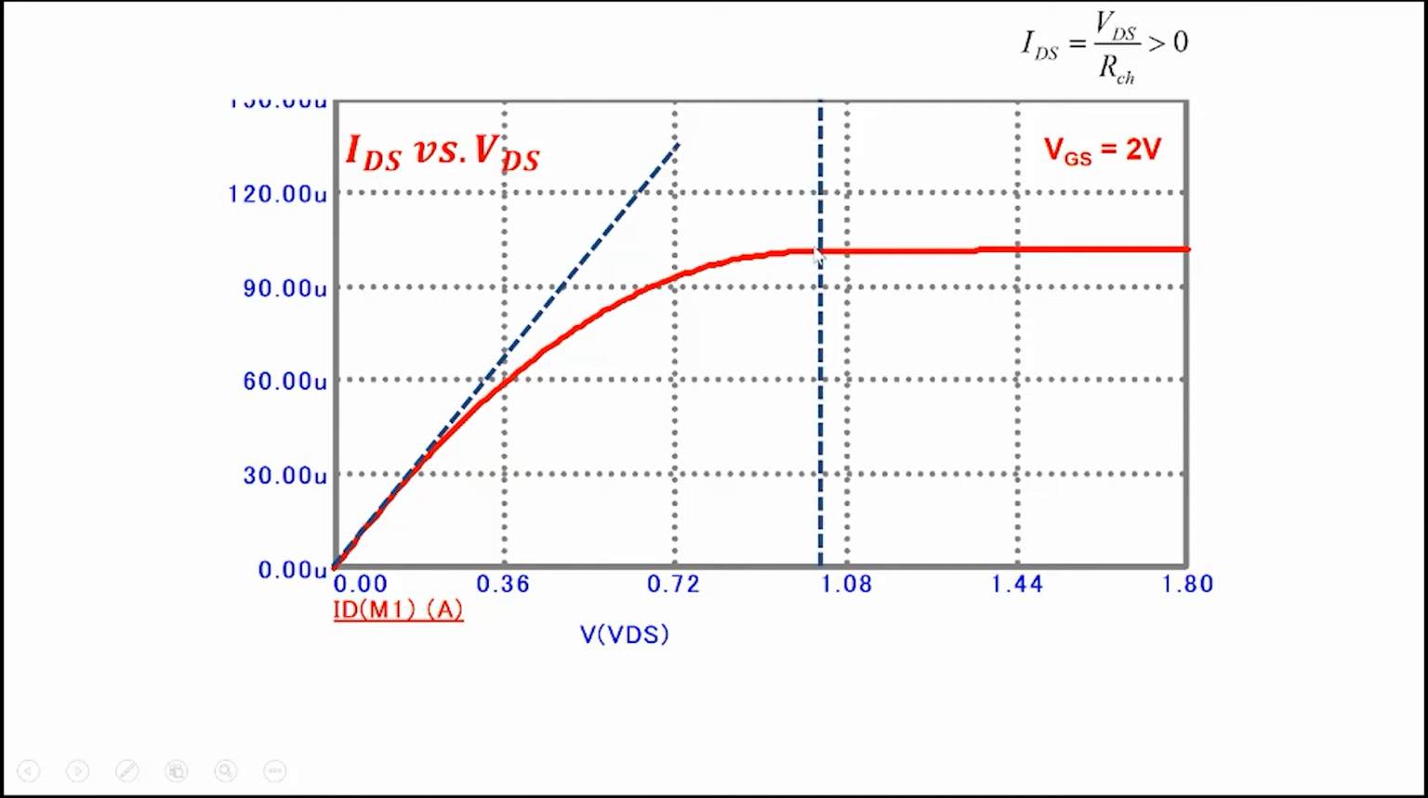Eventually, a stage is reached where the current actually becomes independent of drain voltage here. We call this point the saturation. The drain current has saturated. This voltage is VD sat, and it can be shown. So this is called the saturation region, obviously, because the drain current is saturated.